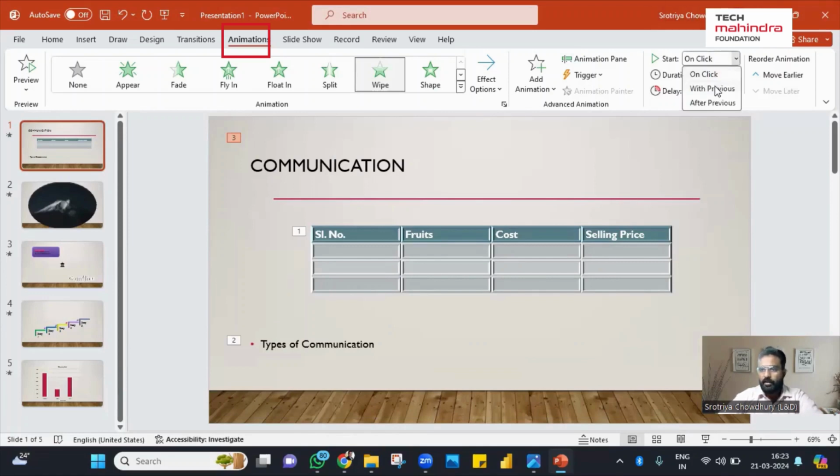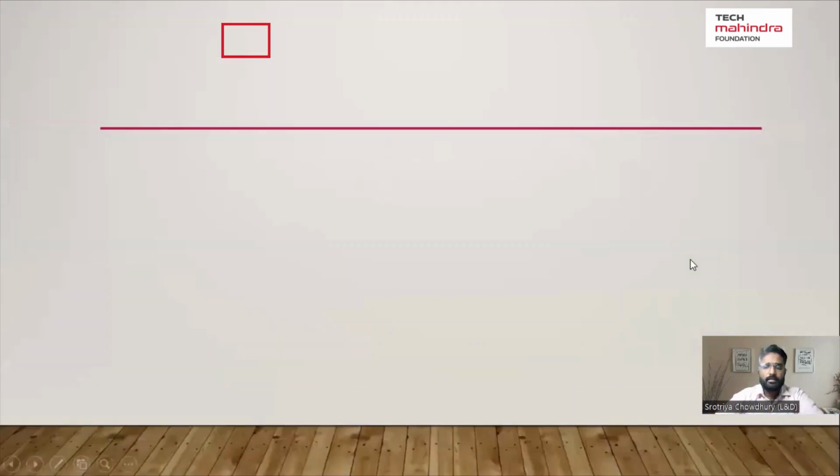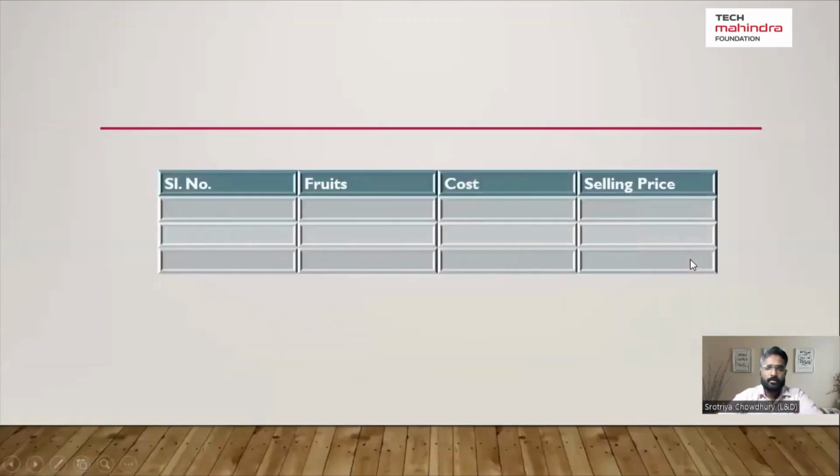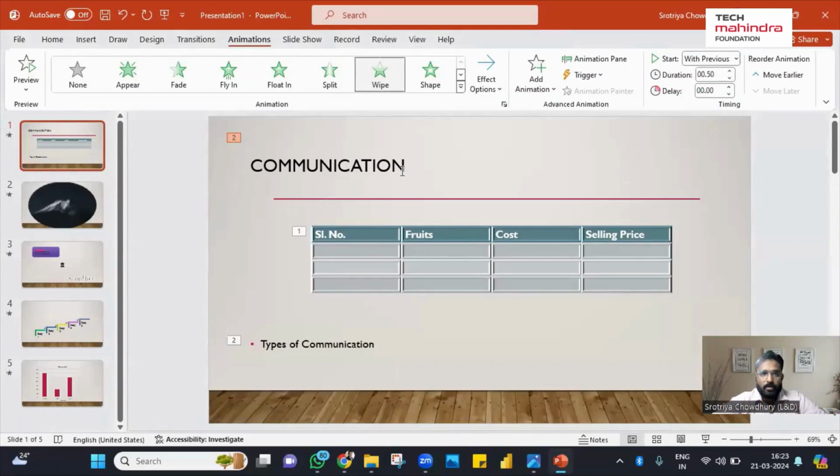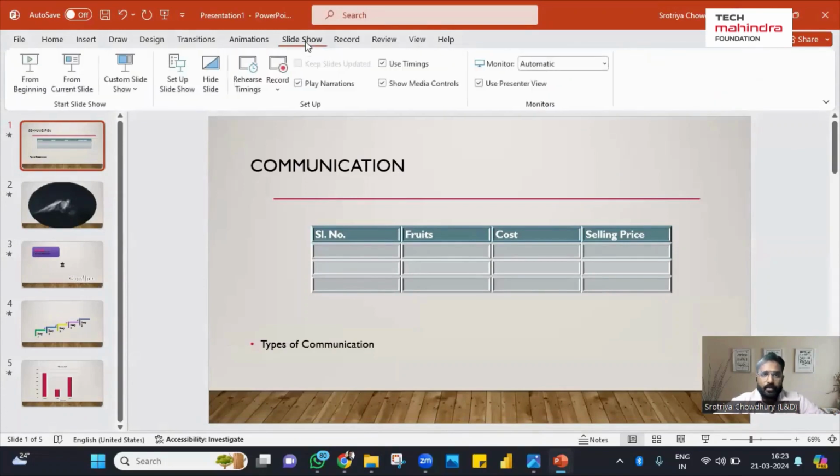Whereas if you make it with previous and then you do slideshow, this is what's going to happen. So basically, these came one after the other and they did not have to wait for you to click. So this is about animation, and then finally moving on to slideshow.